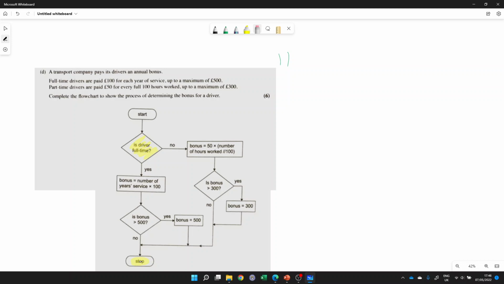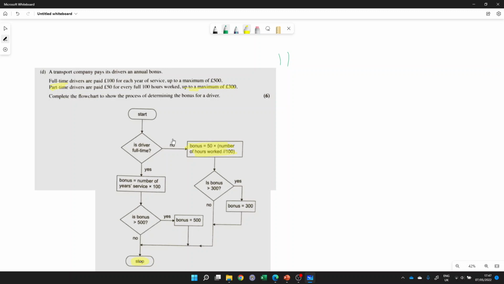If the driver is not full-time, so that's part-time drivers, let's look at this. We can calculate, so that's going to be a process. A process is a calculation. It's just a rectangle in flowchart shapes, but we call it a process. So how do we work it out? £50 for every full 100 hours worked. So that means the number of hours worked, integer division by 100. Integer division just means always rounding down, which gives you the full 100 hours worked. For every means multiplied by, and then we need to cap it at a maximum of 300.